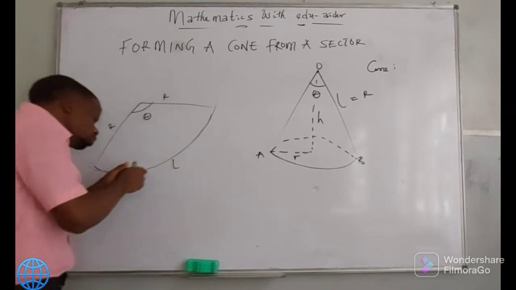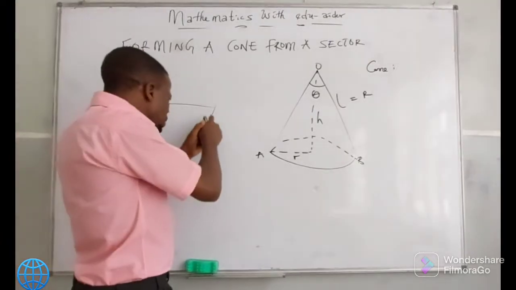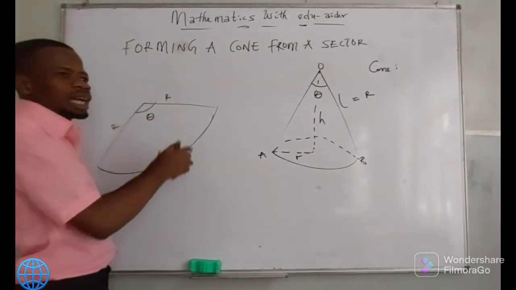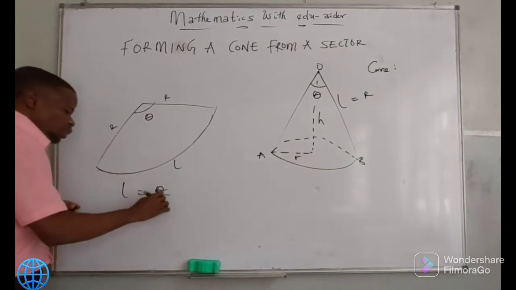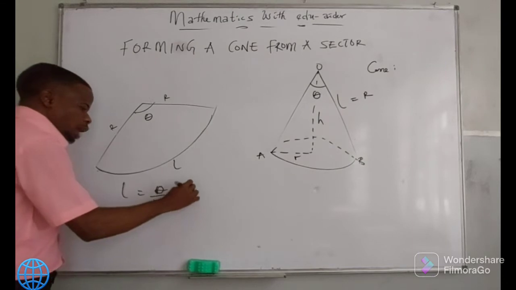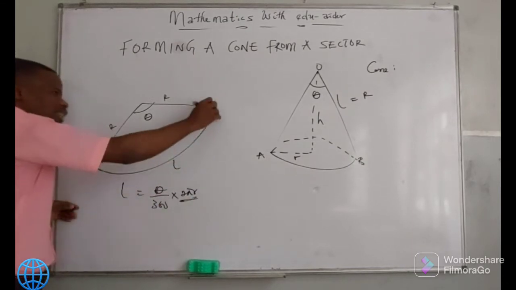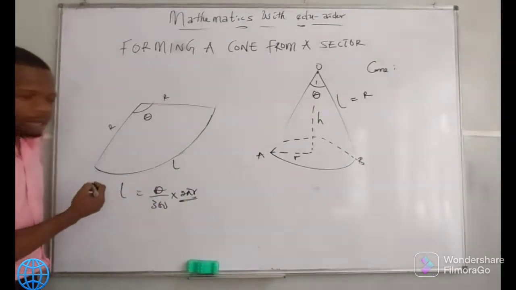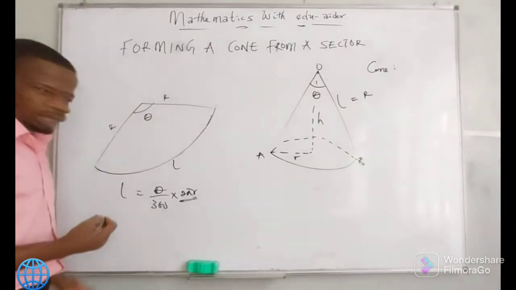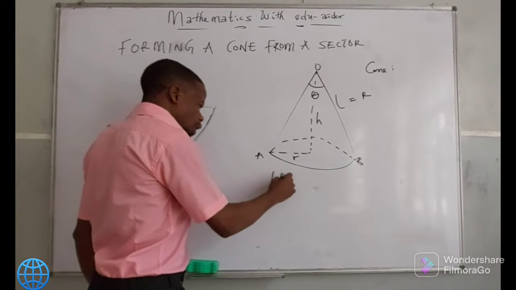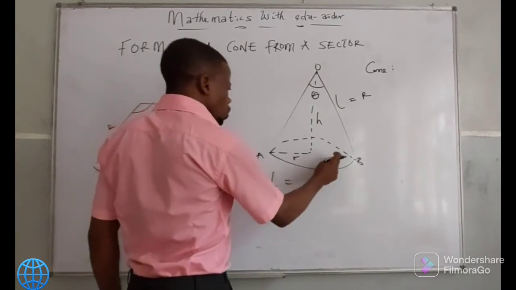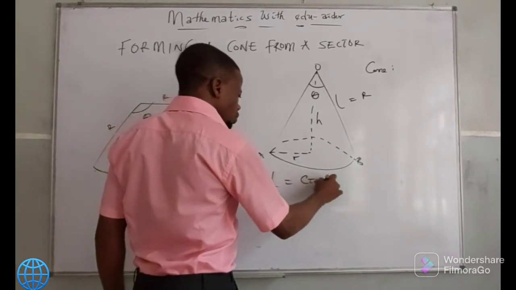The sector, or let me call it the perimeter of this circular base. This one, we call the length of arc. And length of arc is always what? Theta over 360 times 2 pi r. Why do we have the 2 pi r? It is along the circumference, right? And the angle is subtended. So that means our length of arc should be equal to the circumference.